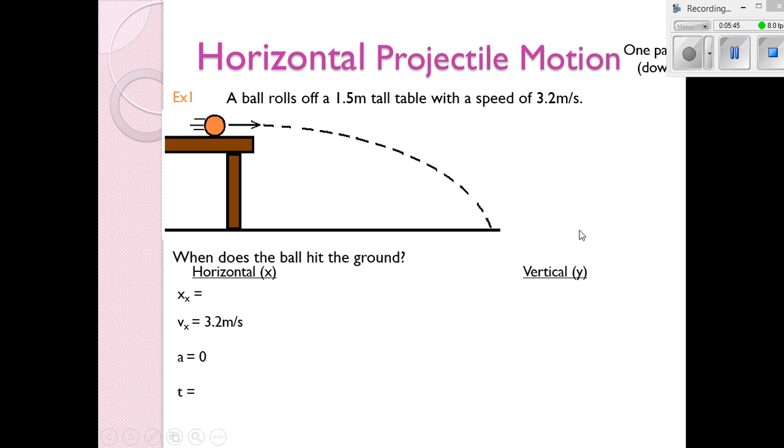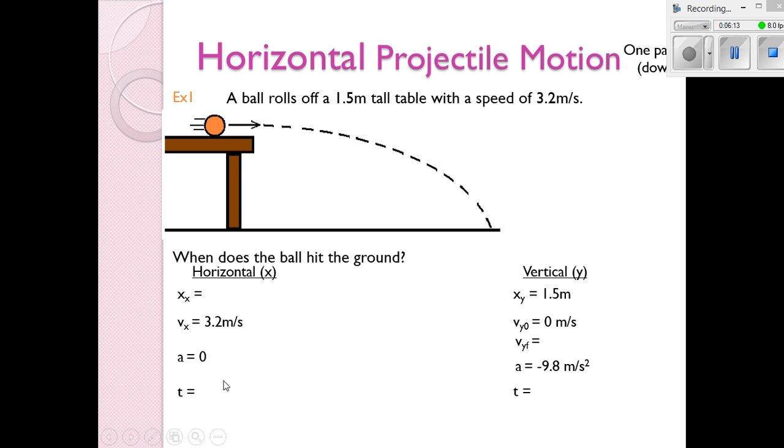Okay, so let's look if we have anything in the y direction. y is 1.5 meters. It's a 1.5 meter tall table. I know my initial velocity in the y direction is going to be 0. I don't know what my final velocity is in the y direction. I know acceleration is negative 9.8 meters per second squared, and I don't know my time. In fact, my time is going to be what I'm looking for. When does the ball hit the ground?